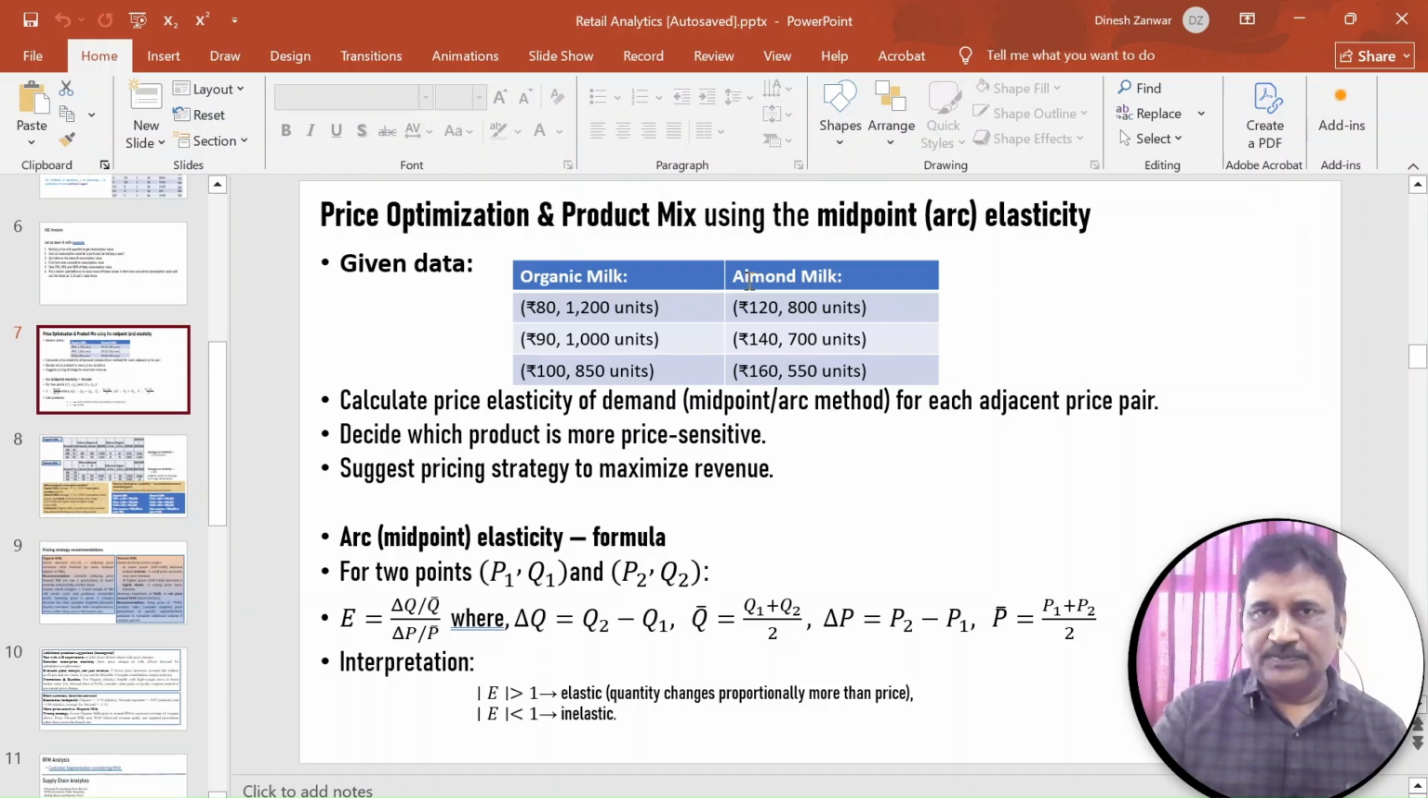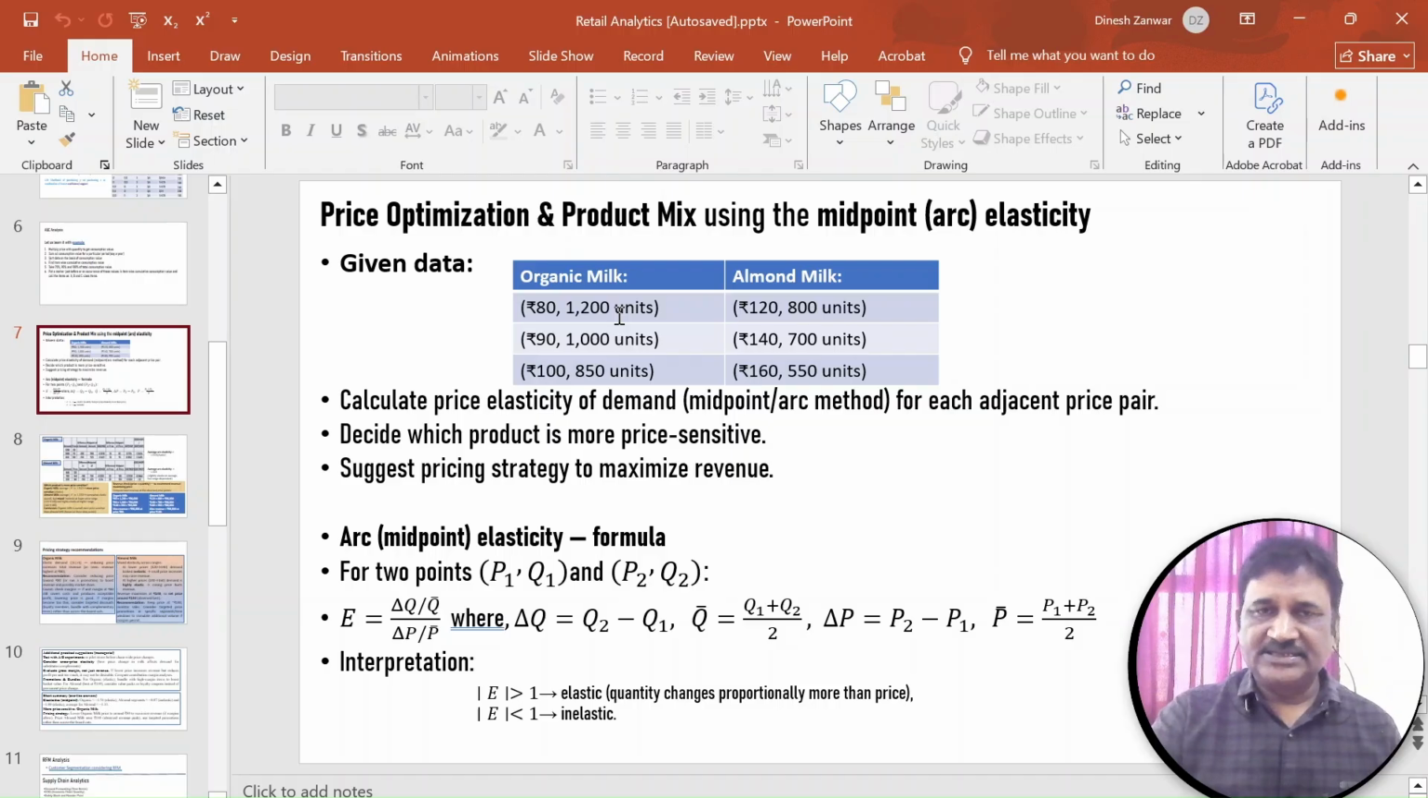milk. Whereas as far as almond milk is concerned, the price is a bit higher. At rupees 120, demand is observed to be 800 units. At rupees 140 price, the demand is observed to be 700 units, and at a price of rupees 160, demand is observed to be 550 units. Right? So almond milk is costlier, and demand is proportionately less. Organic milk is cheaper and demand is proportionately more. Right? As the price increases in both cases, demand falls.